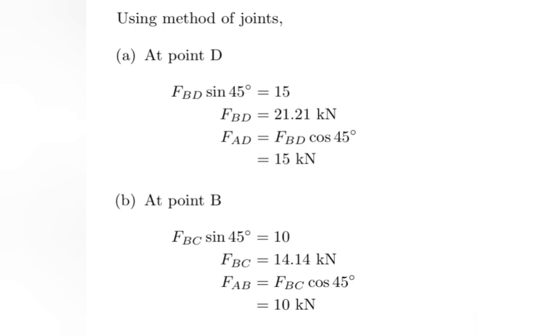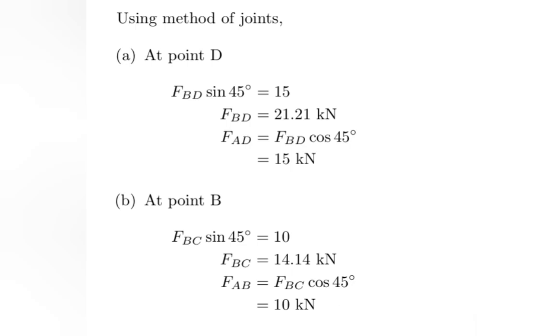Similarly, what is FAD? FAD is the cos component of FBD, right? So FAD is FBD cos 45. I already know 21.21 as FBD. From there I get FAD, the force in member AD, as 50 kilonewton, and FBD as 21.21 kilonewton. Next, consider point B.